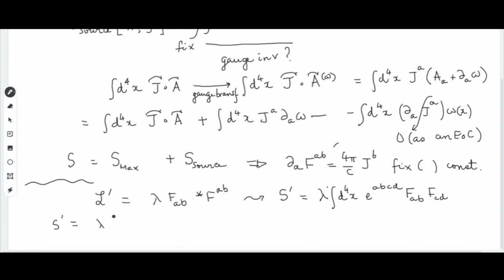And you can write the same thing as S prime like this. Lambda integral d4x epsilon^ABCD. I can put in a factor of 2, because F_AB, although it is del_A A_B minus del_B A_A, has an antisymmetry between A and B. So I can just say 2 del_A A_B F_CD. Now, this one, on the other hand, I can rewrite as, now this is the key part.